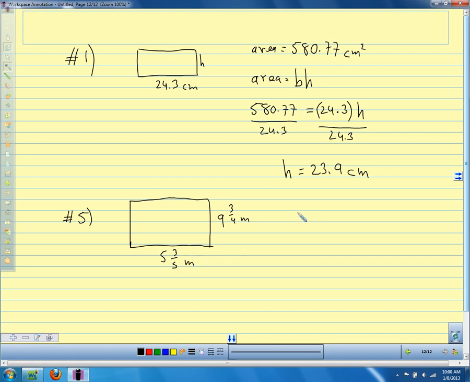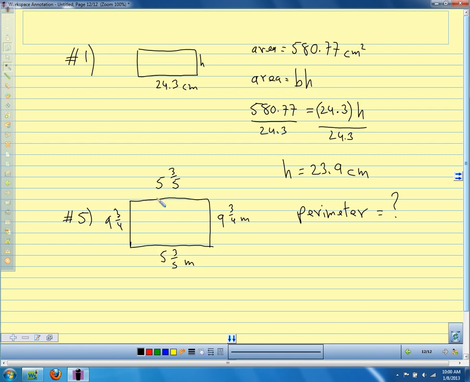And it wants to know the perimeter. Well, if this is a rectangle, and this side is 5 3/5 meters, what is this side? It's the same, right? Opposite sides are the same. And if this side is 9 3/4 meters, what is this side? 9 3/4 meters. To find the perimeter, what do I do? Add them all up. Well, I can work with these fractions.